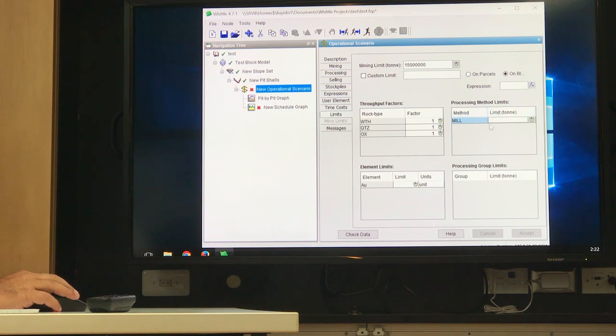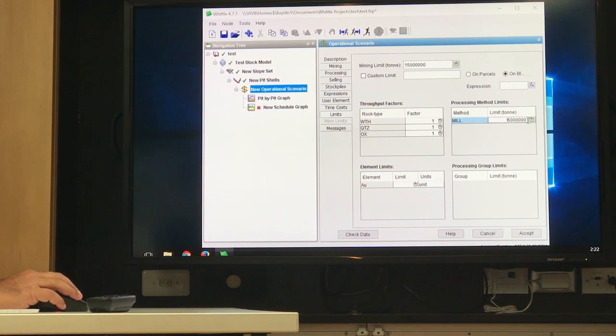So the other one is the processing limit. Okay, so you are going to build a mill in the area. So what's the capacity of this mill? Let's put something like 6 million. Why did I put 6 million? If you look at the stripping ratio we had, it was about 2 point something. That's why I put this limit to be kind of reasonable with the mining limit that we have.